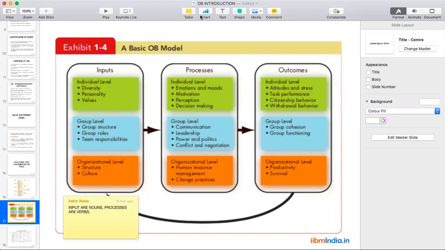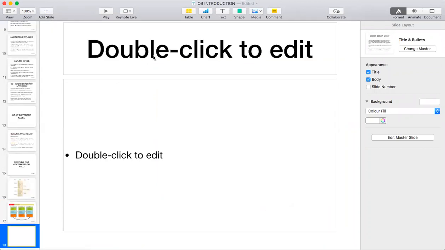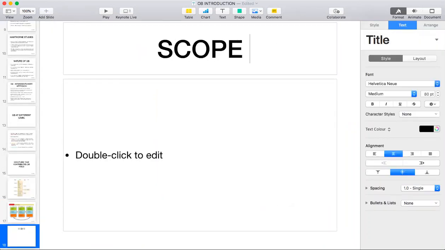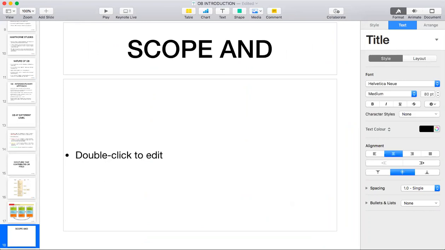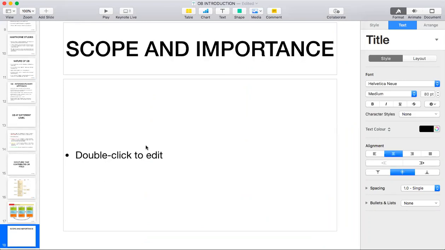Now we'll move to the next topic. We'll take a very simple topic first of all, and then we'll move to the last topic of the day, that is models of OB, after a break. First of all, I'm going to discuss the scope and importance of OB, and then move to the last topic of the day, that is models of OB. Now, scope and importance, or you could say implication of OB in the real world.